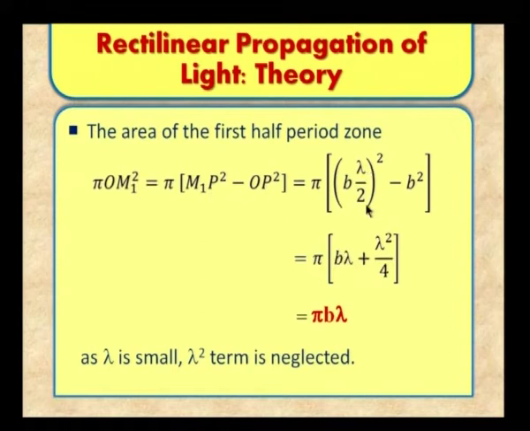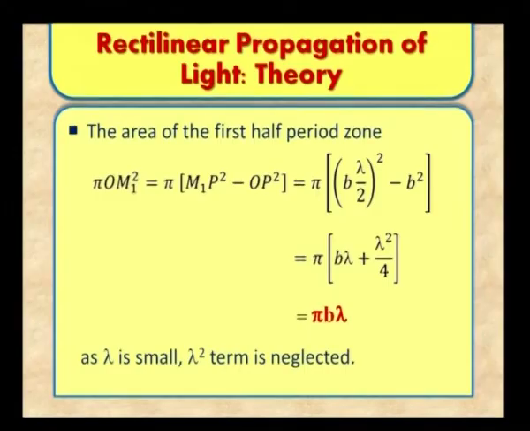M1P is P plus lambda by 2 as I showed earlier. OP is the distance, right, between the source and the point where I want to calculate intensity, that is B, as I showed you earlier. So this is the thing that you are having, pi into B lambda plus lambda square by 4, that is what you will be getting now, cancelling these things. But the second term can be omitted because it is so small. As lambda is small, the lambda square term can be neglected, and you end up with the statement that the area of the first half period zone is pi b into lambda.